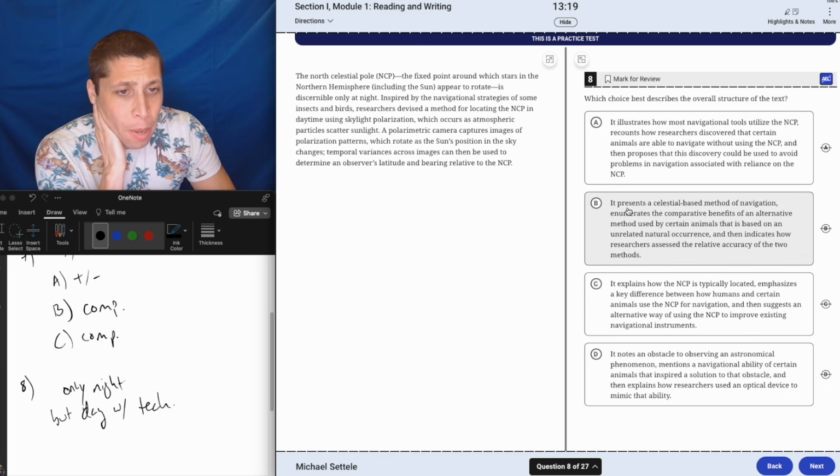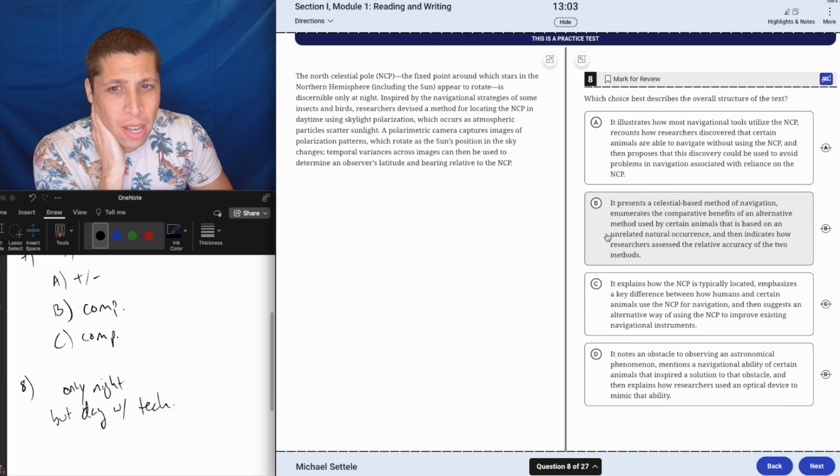B, it presents a celestial-based method of navigation. Enumerates the comparative benefits of an alternative method used by certain animals that are based on an unrelated natural occurrence. Well, it's not unrelated, is it? And then indicates how researchers assessed the relative accuracy of the two methods. No, they're not contrasting things. Relative accuracy is saying we're not contrasting things.